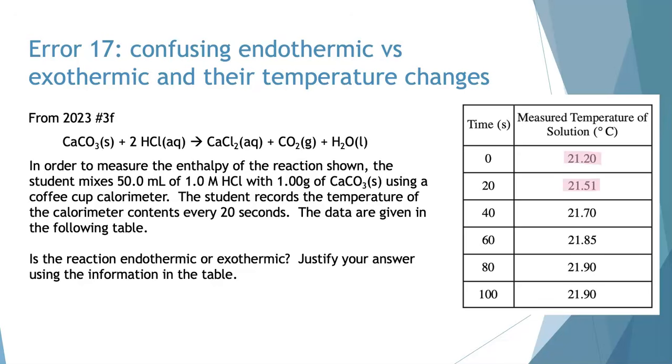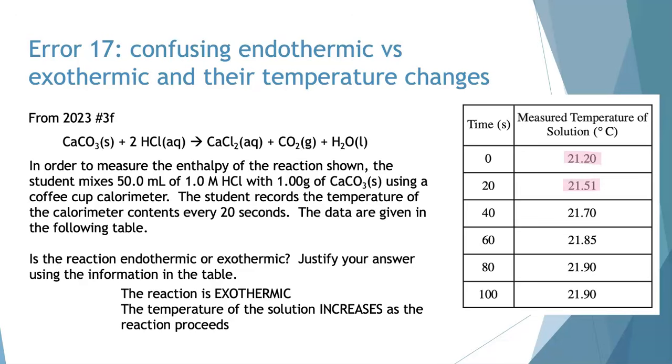20 seconds later, we're at 21.50, and then we eventually get up to 21.90 degrees. The temperature went up. The reaction is exothermic. Our justification is that the temperature of the solution increases as the reaction proceeds. But the common mistake was just saying it was exothermic and not relating it to the data. They might talk about entropy, talking about all kinds of things, but not saying that the temperature went up as the reaction proceeds. That's what you had to do.